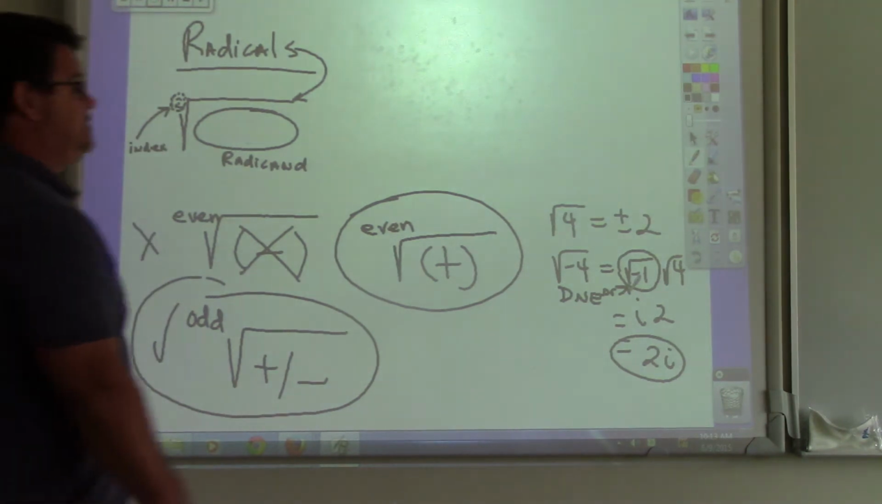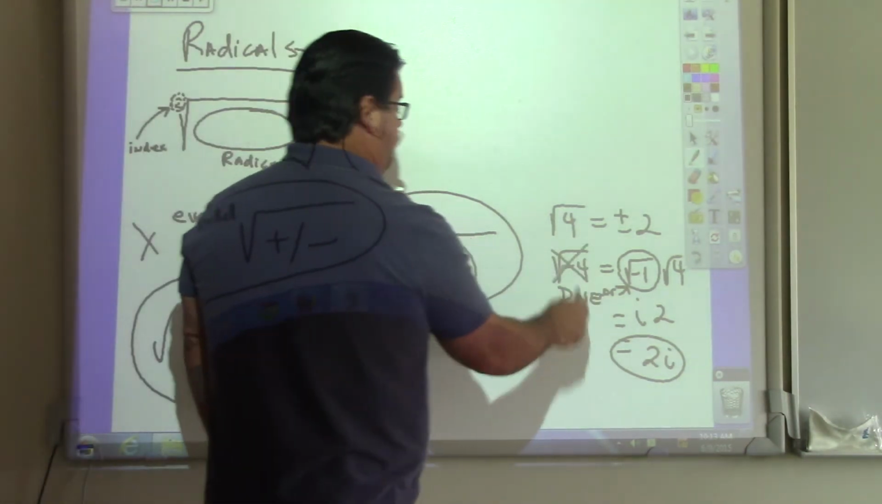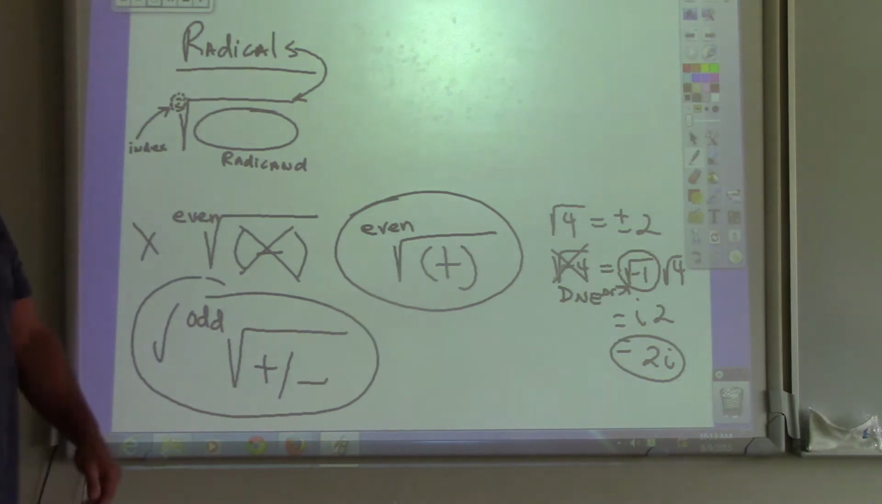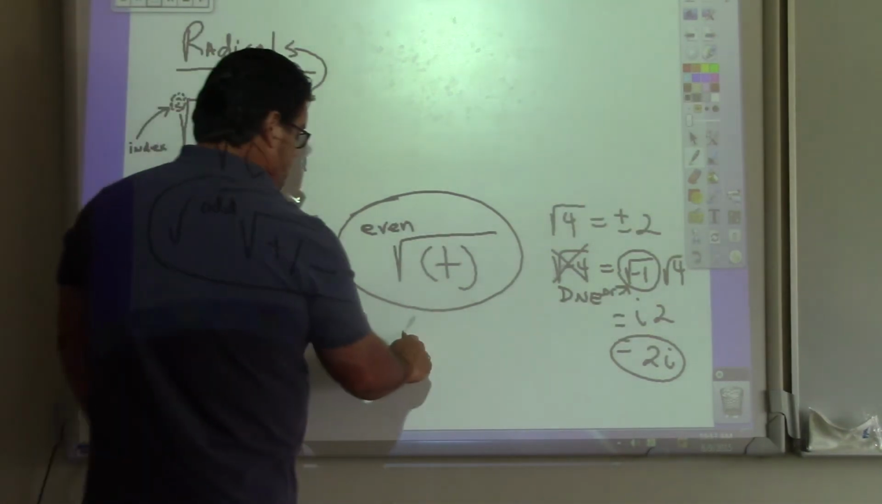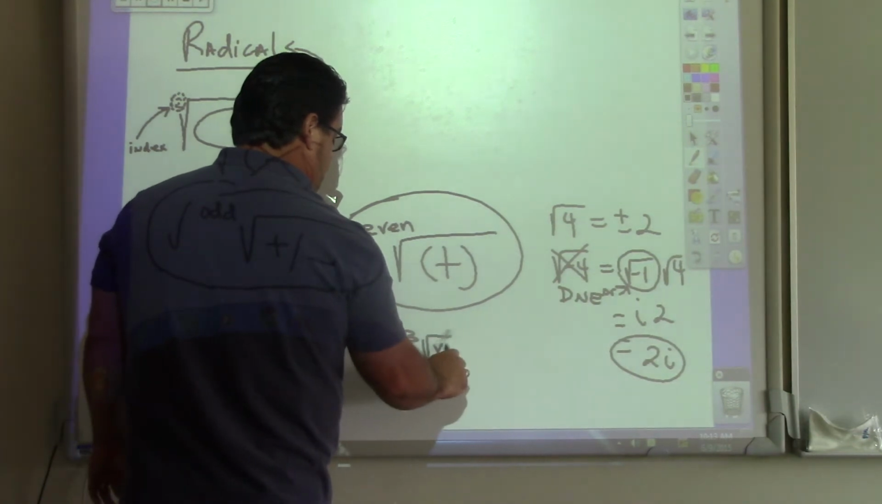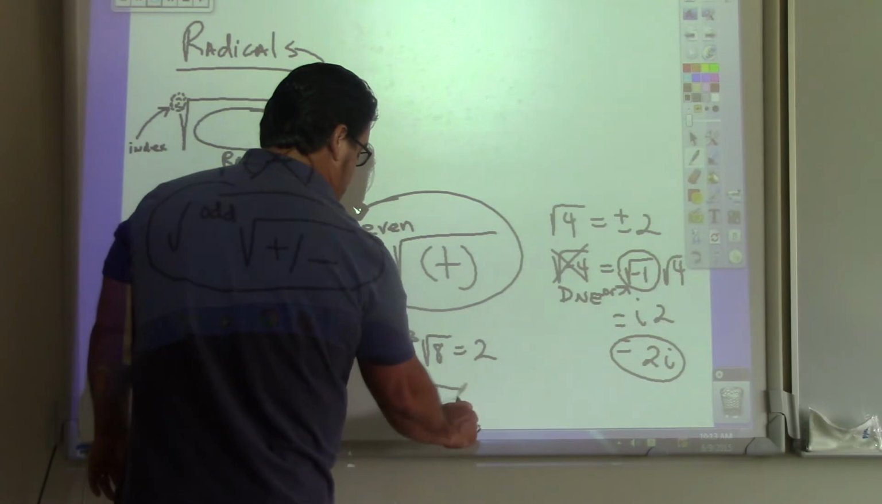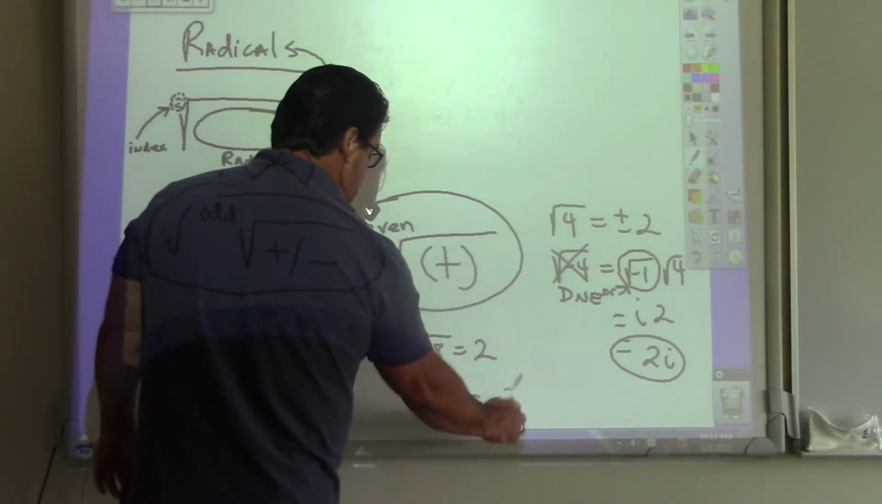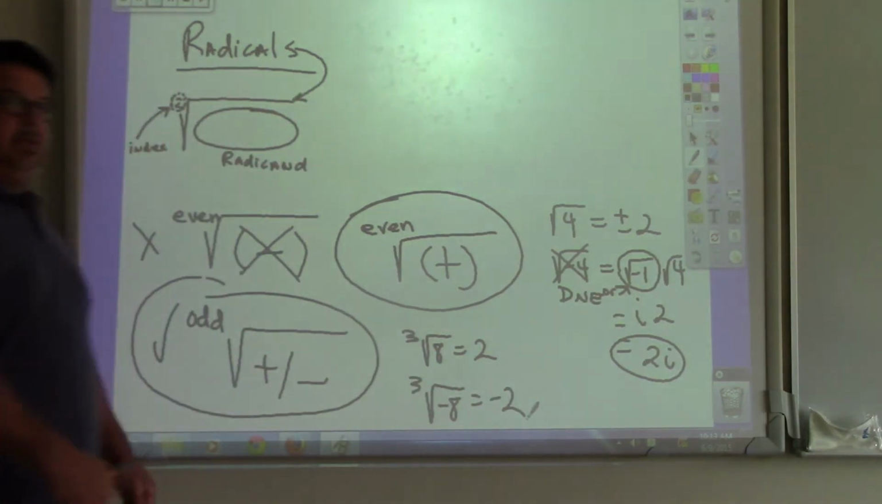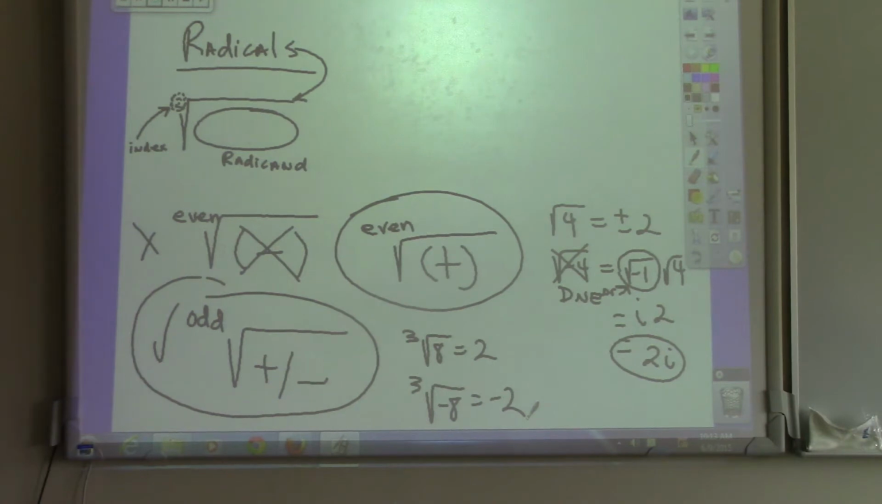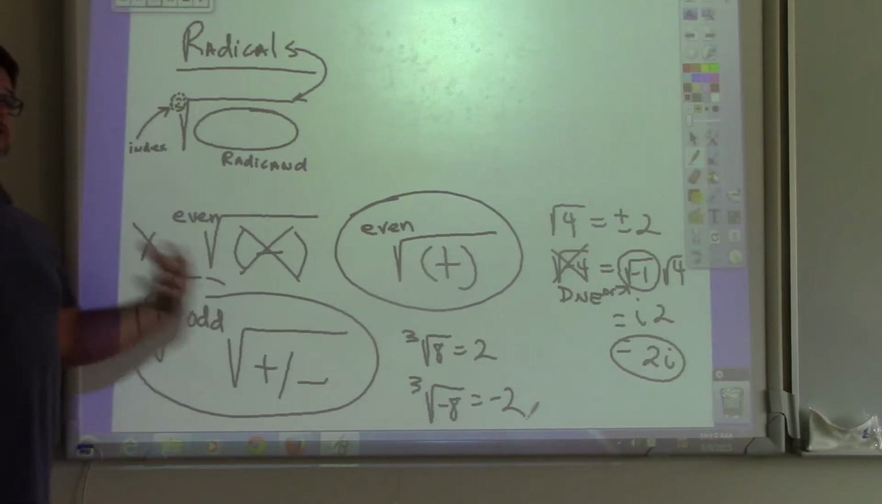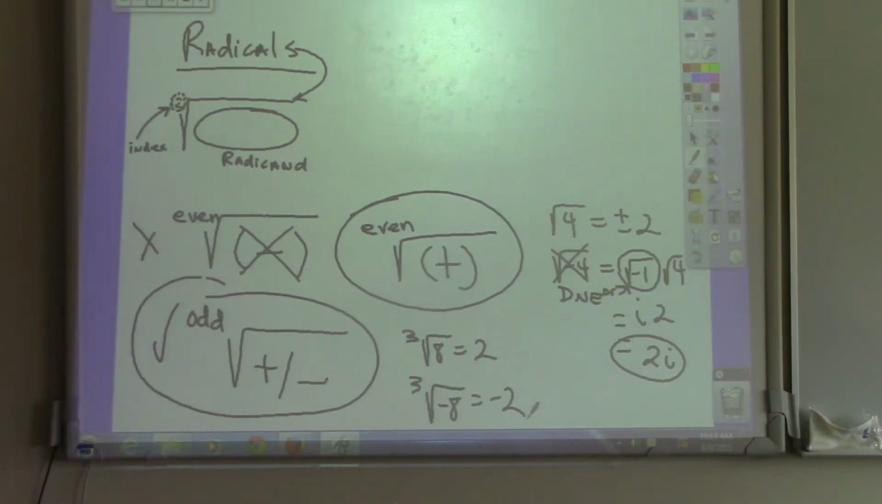So we put an x through square root of negative 4, because you can't take the square root of a negative. The cube root of 8 is equal to 2. The cube root of negative 8 is equal to negative 2. So you can take the cube root of a negative number and the cube root of a positive number. So that's one of the first rules of radicals.